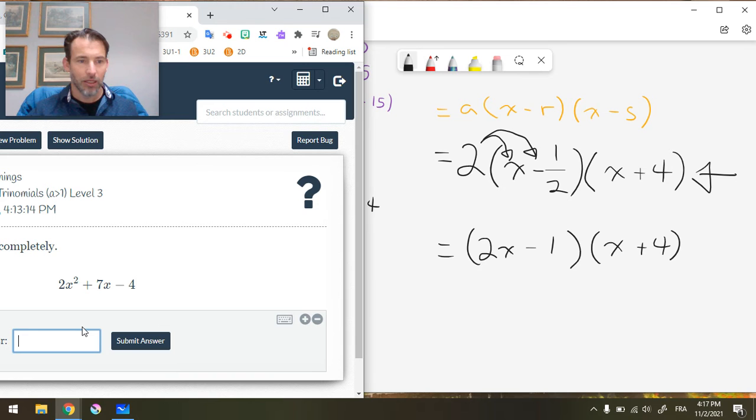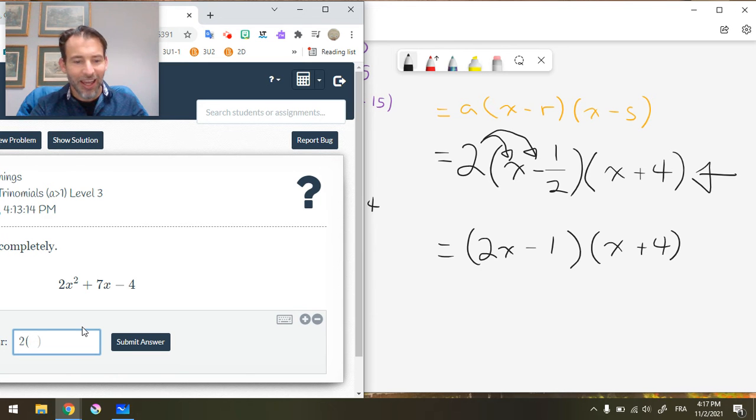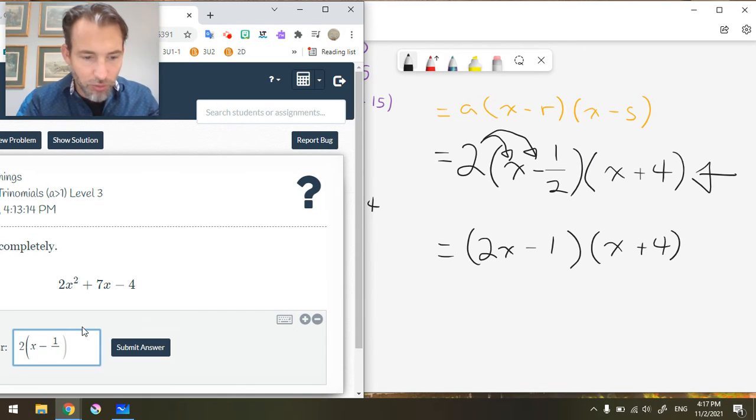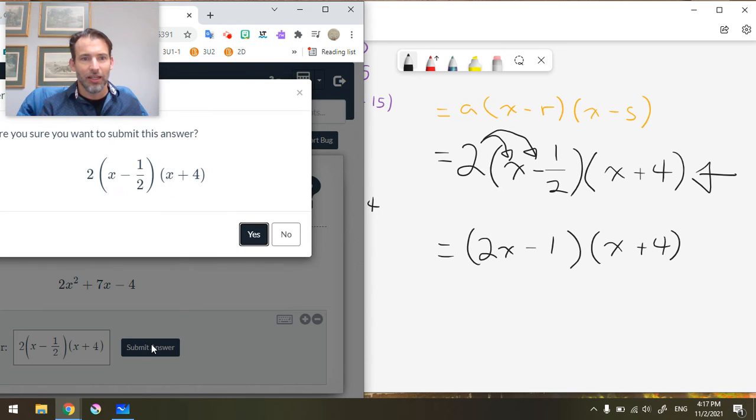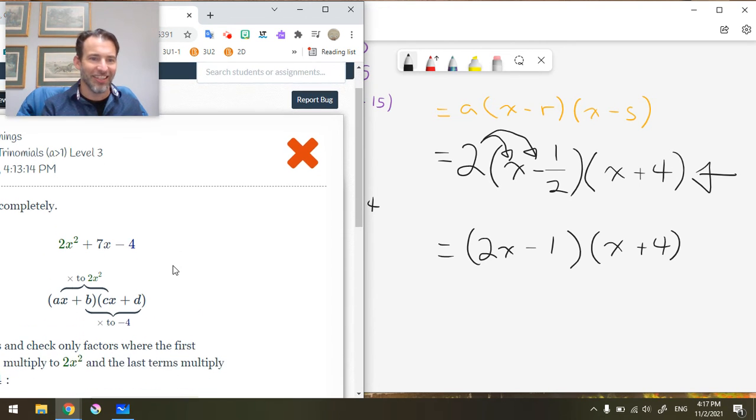So let's put that in. I know that they're going to take that, so let's try 2 multiplied by (x minus 1 over 2). Oops, I'm in French. I was just writing some French. 1, there's my slash, over 2, and bracket times (x plus 4). Let's see if they take it. No, they don't like it. Okay, I didn't think so.